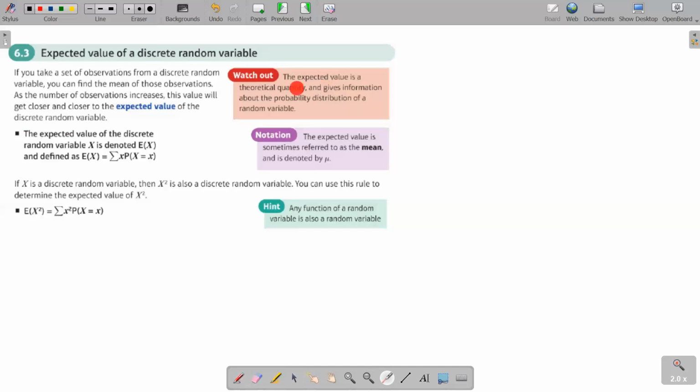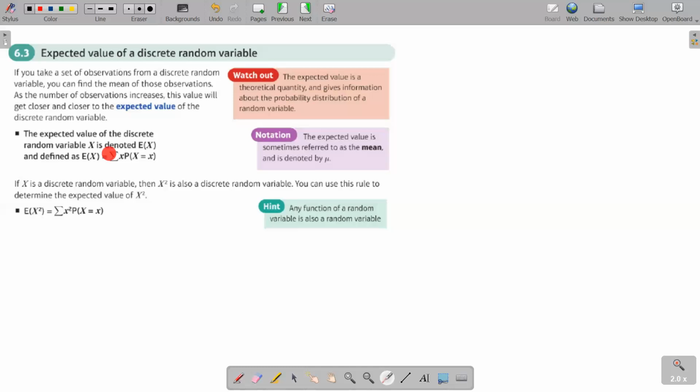So let's read this again. The expected value is a theoretical quantity and gives information about the probability distribution of a random variable. The expected value is sometimes referred to as the mean and is denoted by mu. Can you see? The expected value, in other words, is actually the mean value, like the average value in the data set.